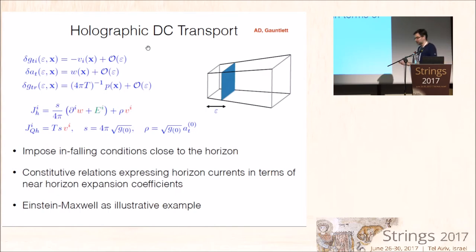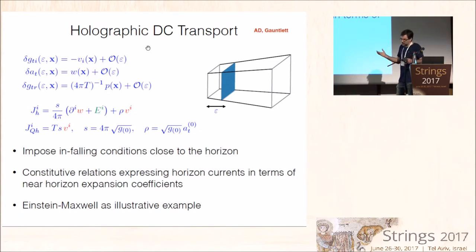What I have told you up to now is nothing, right? So if I'm strong enough and I can find this perturbation, then I can just read off the currents either from the boundary or from the horizon. I still need to solve this perturbation. Now, one can get some nicer results if you keep pushing this set of ideas.